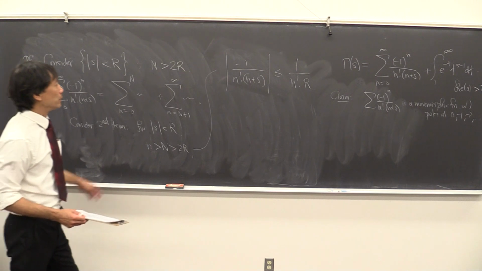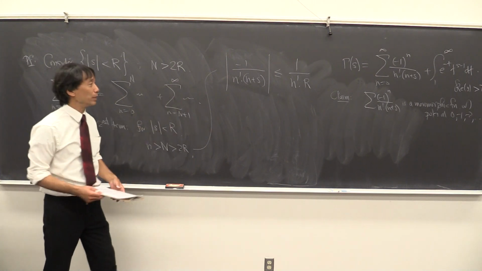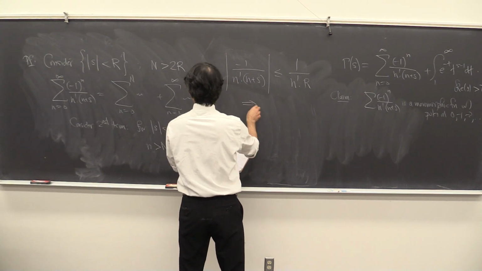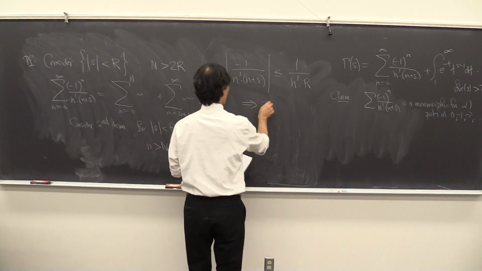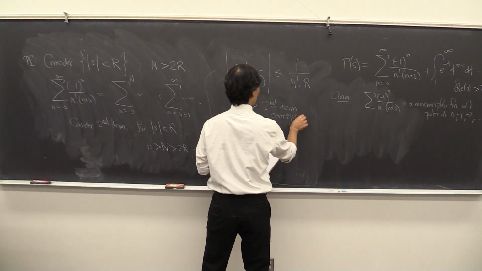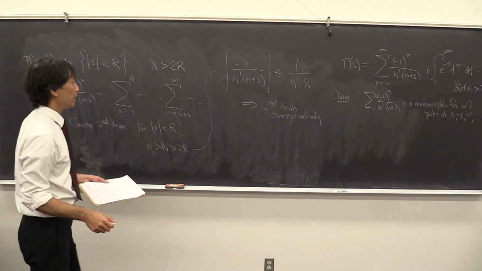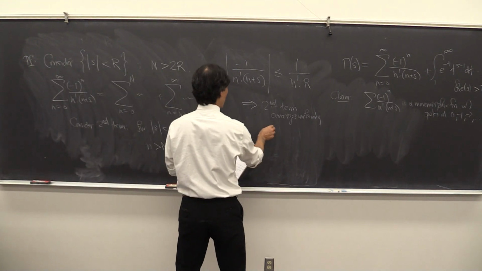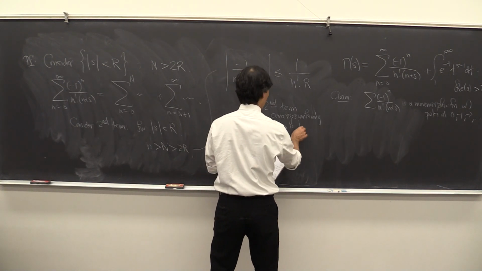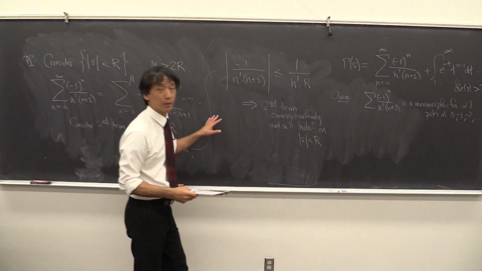And so what does that give you? That gives you that the second part converges uniformly. So we get uniform convergence: the second term converges uniformly, and so is holomorphic on |s| less than r. So that second term is holomorphic on the disk.